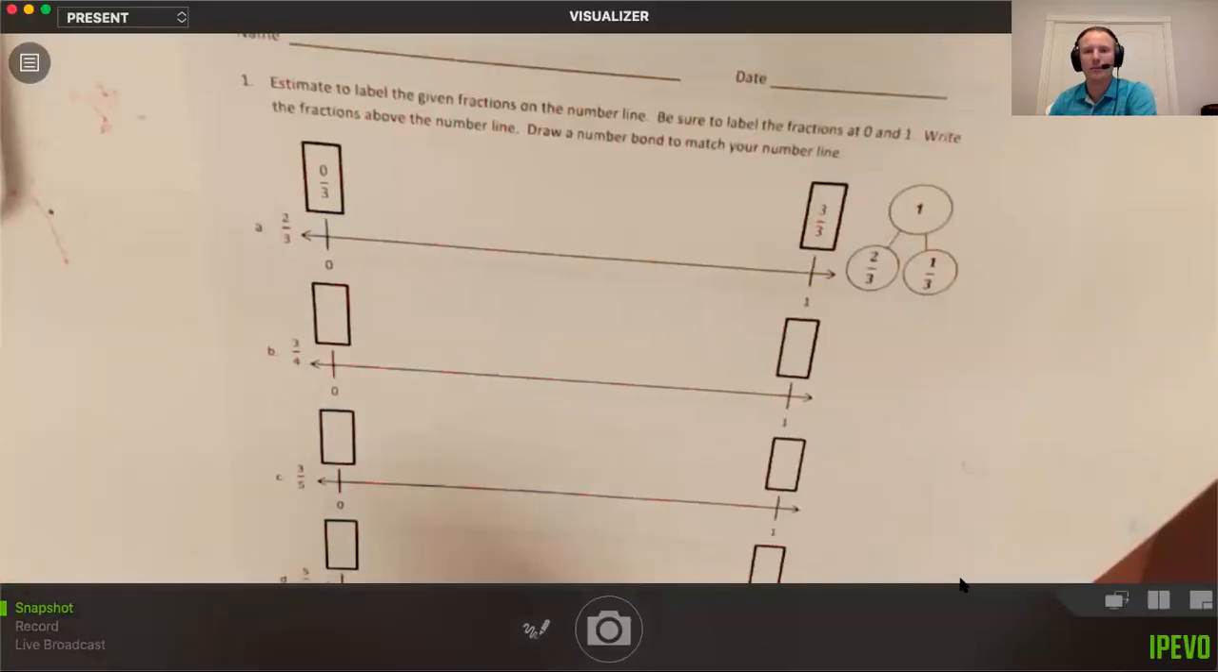Oops, sorry, wrong screen share. Let's try that again. There we go, that's better.